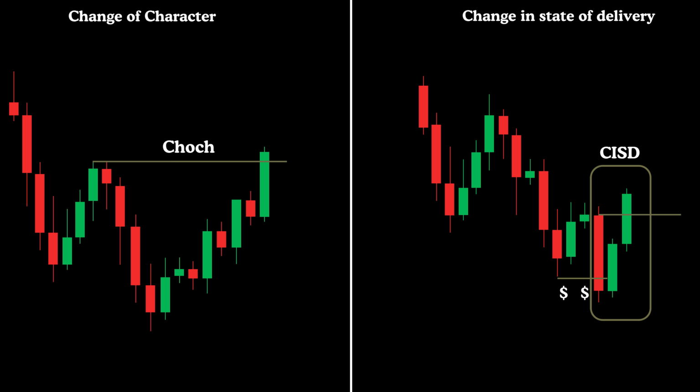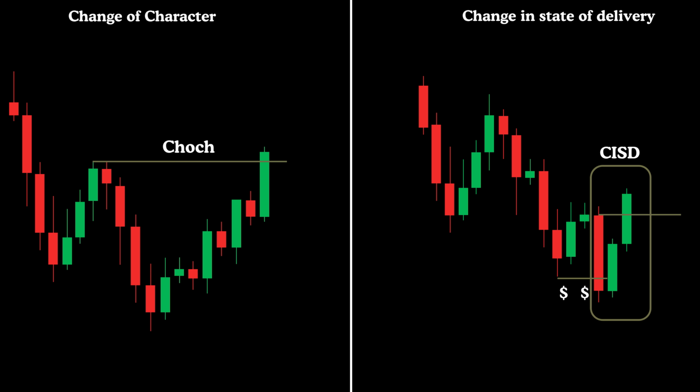In contrast, a change in state of delivery focuses on rapid momentum shifts where price flips from bearish to bullish, or vice versa. CISD is identified by a swift change in price direction and confirmed when price breaks the origin of the prior movement. CISD often provides early indications of a potential reversal, sometimes appearing before larger market structure confirms it. Combining CISD with liquidity concepts, such as liquidity sweeps and fair value gaps, further improves trade quality.